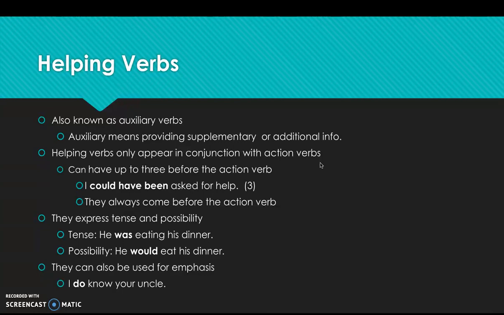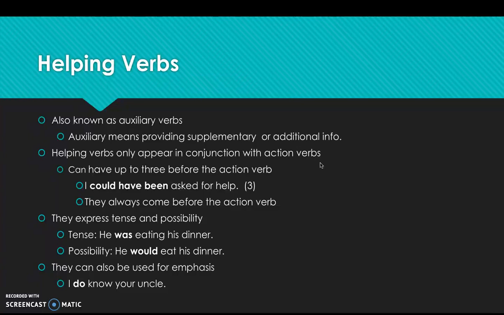So what they do, they express tense, for one thing. So that would mean it would talk about if something happened in the past or the future, such as he was eating his dinner, or the present in this case. They also tell about possibility. And so that's the could, might, must, would in this case. He would eat his dinner. So it's talking about the likelihood of it happening.